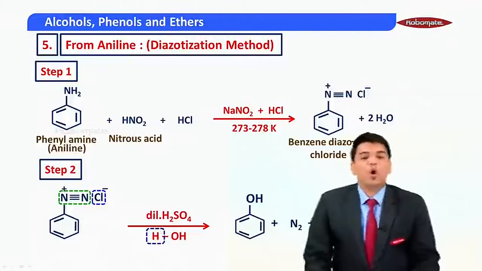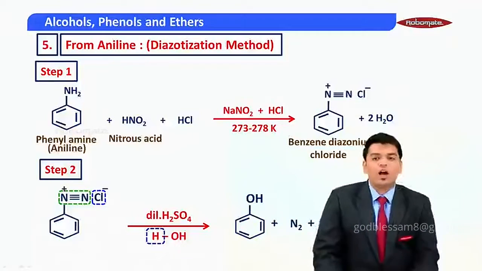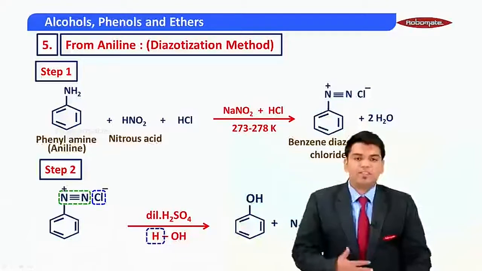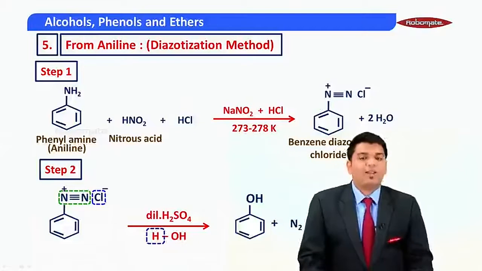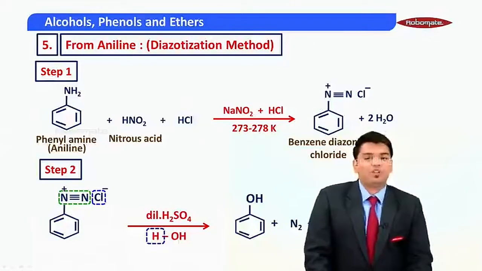So these were all the methods of preparation of phenols, and in this module we learned how to prepare them from cumene, which is the commercial method, and lastly by diazotization of aniline. So this was all about the methods of preparation of phenols.